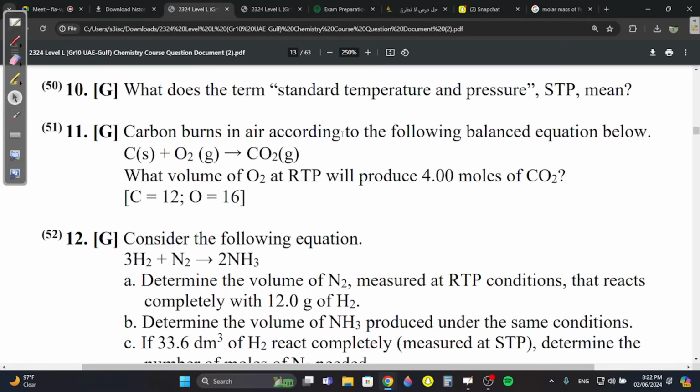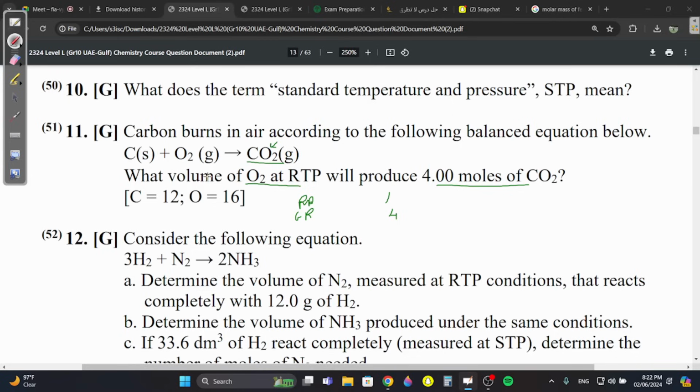Carbon burns in air according to the following equation below. What volume of oxygen at RTP will produce 4 moles of CO2? So again, do RR and GR. What do I have given? 4 moles of CO2. So I go to my CO2, given 4 moles. How much do I have in my reaction? I have 1 mole.